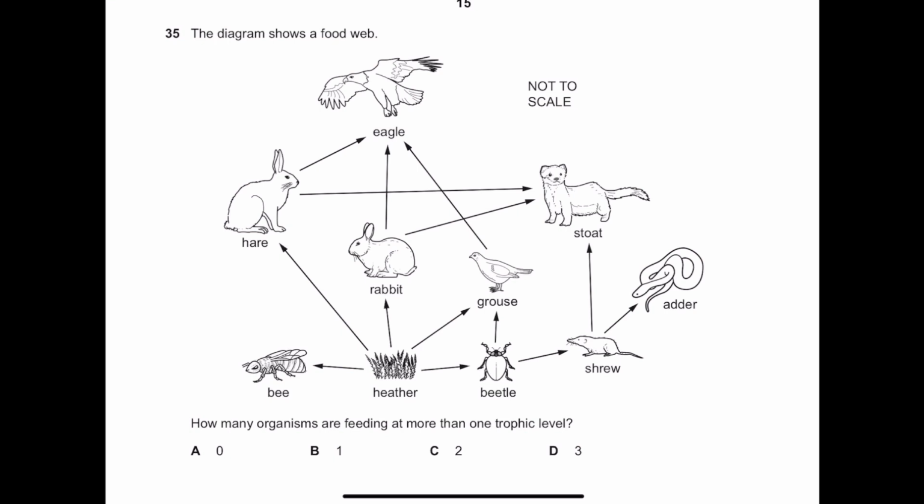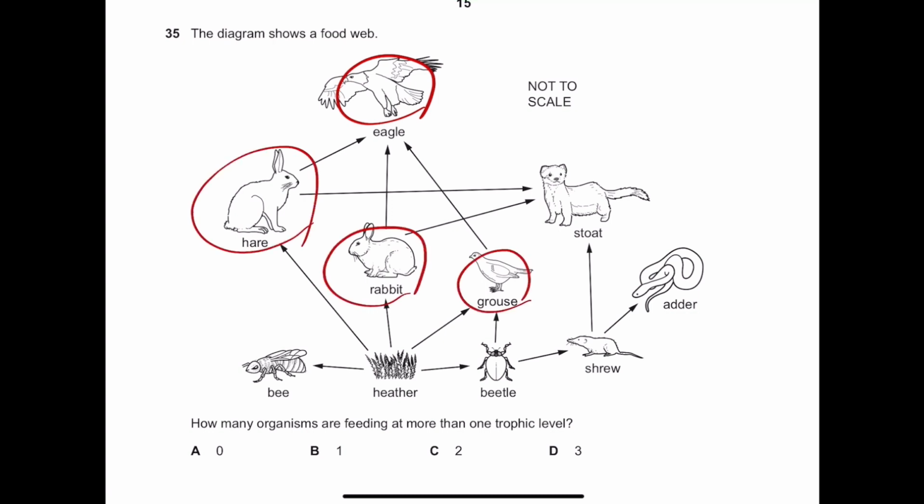Number 35. The diagram shows a food web. How many organisms are feeding at more than one trophic level? The easiest way to solve this problem is to look at the organism and see how many organisms that particular organism consumes. So for eagle, it consumes hare, rabbit, grouse. So three things, right? And these guys all consume heather. So this eagle is actually feeding at more than one trophic level.